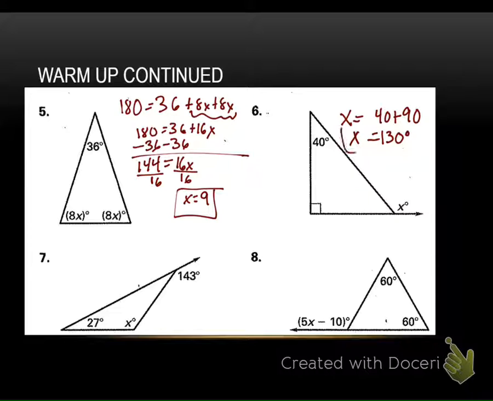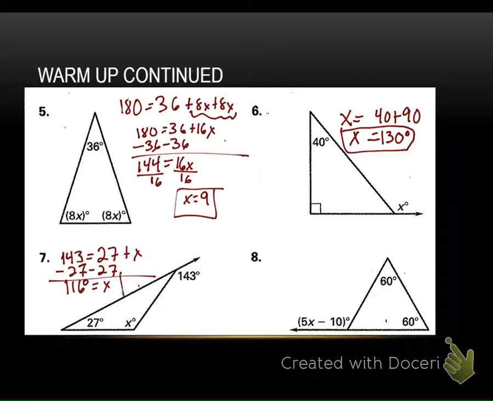Okay, and then after that, we have a little bit rearranged. Now we have the external angle, 143. And we're going to set it equal to those non-adjacent inside angles. So that's going to be 27 plus x. We got to get x by itself. Subtract 27, and what do you get? What, can you say it one more time? 116 equals x. 116 degrees.